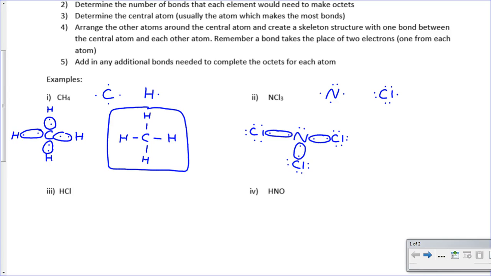And what we end up with here then is chlorine bonded to nitrogen, which is the central atom here, and bonded to 2 other chlorines. The one thing that's missing in this diagram is all those extra electrons that are sitting around the nitrogen and the chlorines. So I'm going to add in here all the electrons that are not involved in the bonds.